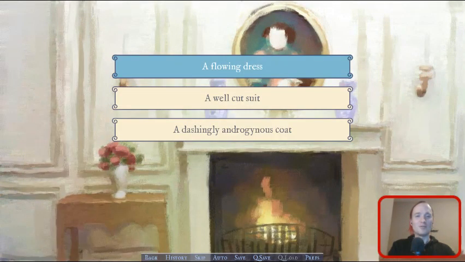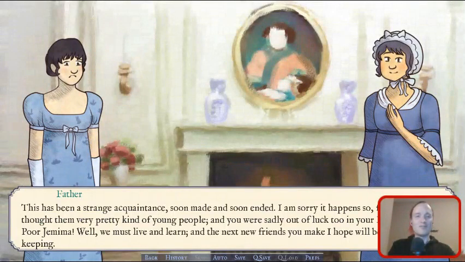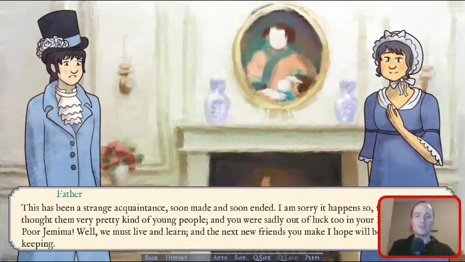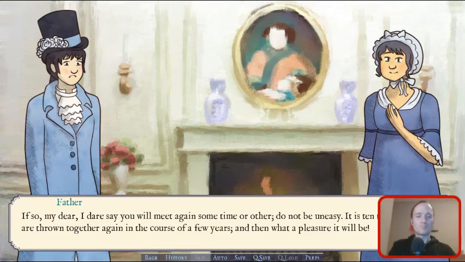Not a fan of that one. Although maybe it's just because he looks miserable. Oh, I don't like that dress either. I think we can see it with the dashingly androgynous coat. This is definitely the best option. The others don't even have hats. The best look. Yeah, no hats, no ruffles.